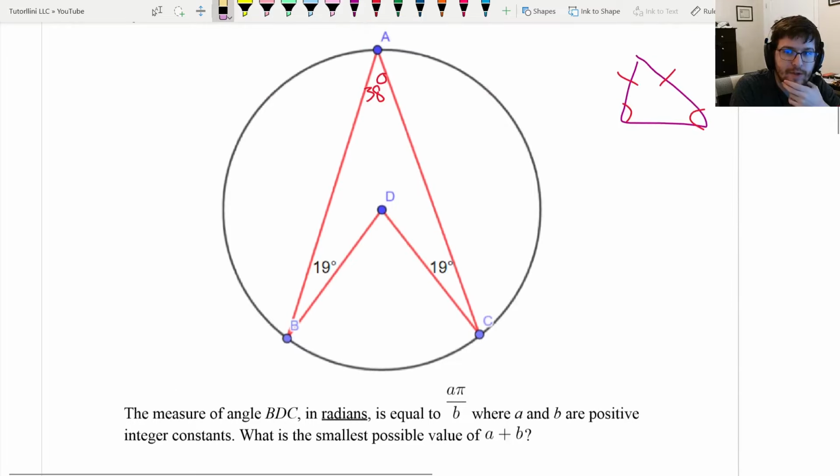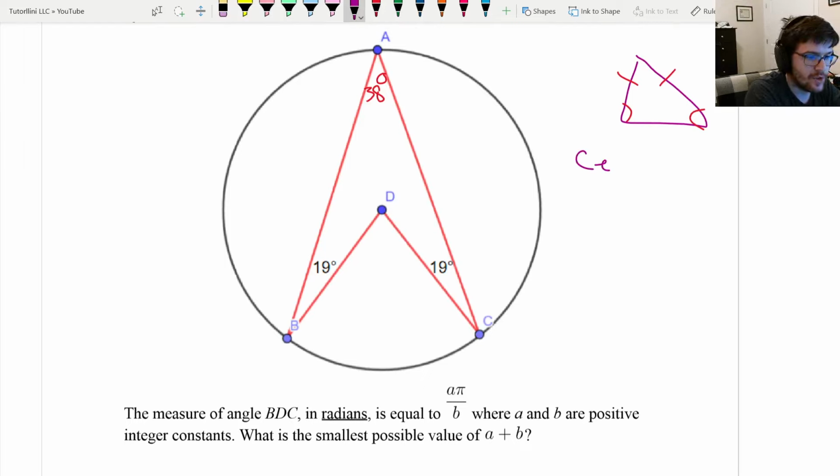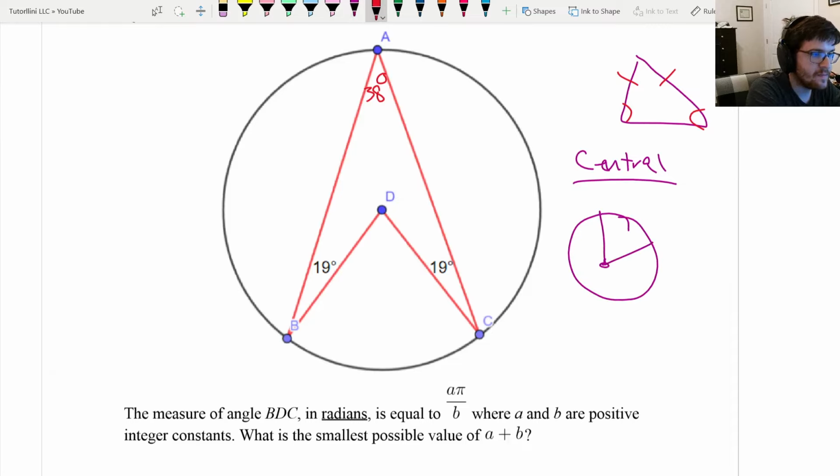Now it's really important that you understand central versus inscribed angles, so I'll go over that really quickly here. Central angles carve out the same measure of arc that they measure. For example, if this guy is 60 degrees, that's a central angle. See how the vertex of the angle is on the center? So this arc that it cuts out is also 60 degrees.